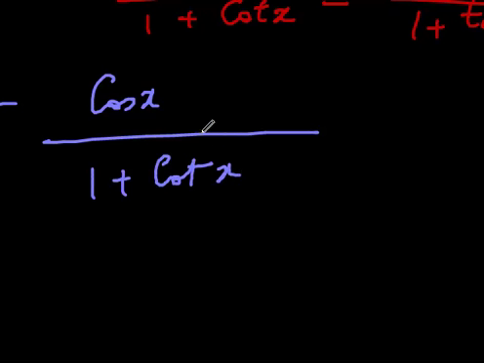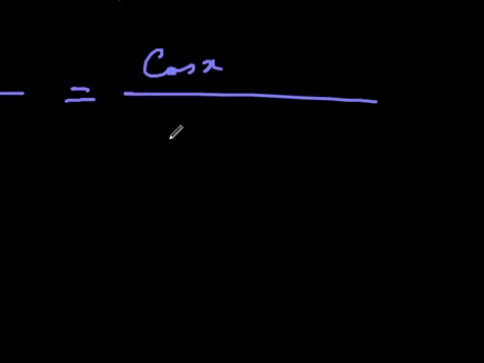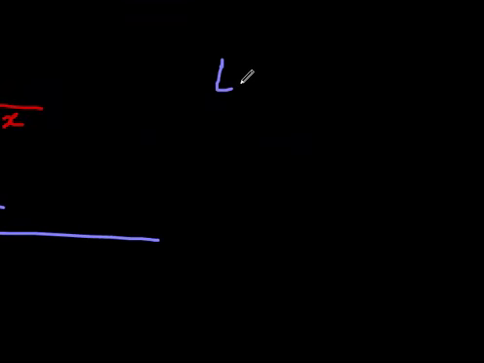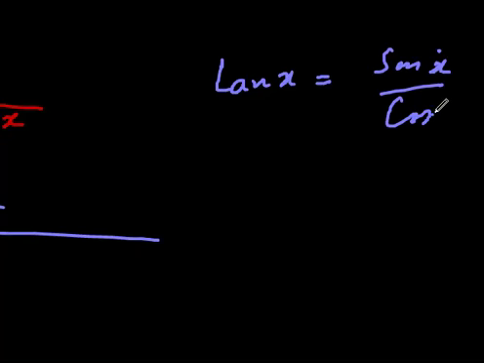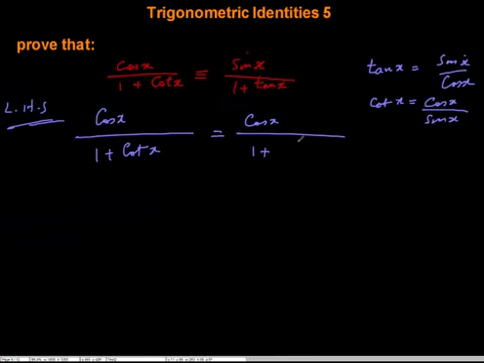So the left hand side is cos of x over 1 plus cot of x. Now there's nothing I can do at the moment with cos of x, so I write it down as cos of x. Now cot x: we know that tan is sine over cos, so tan x is sine x over cos x. So cot x is the inverse of that, which is cos x over sine x, right?